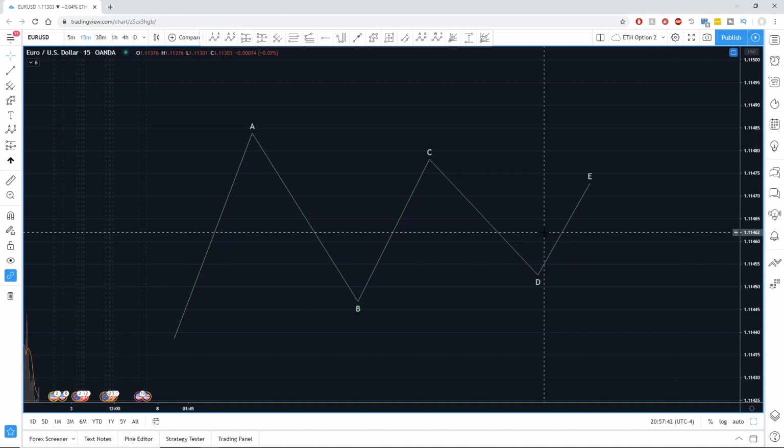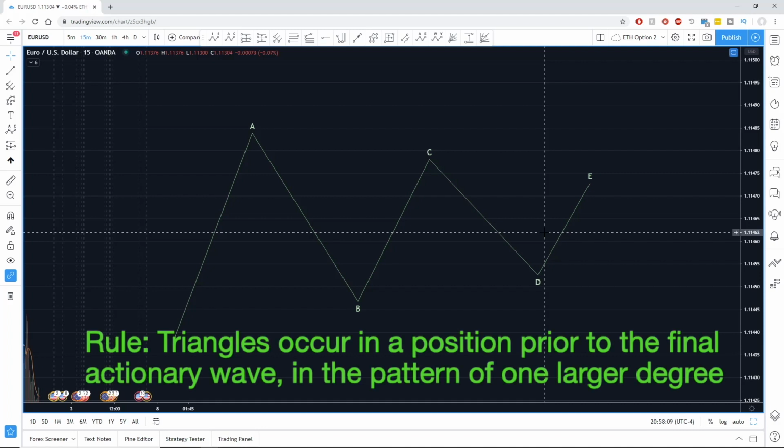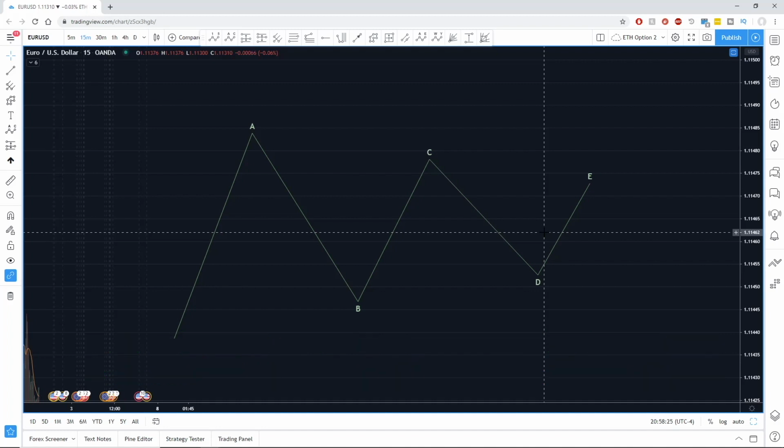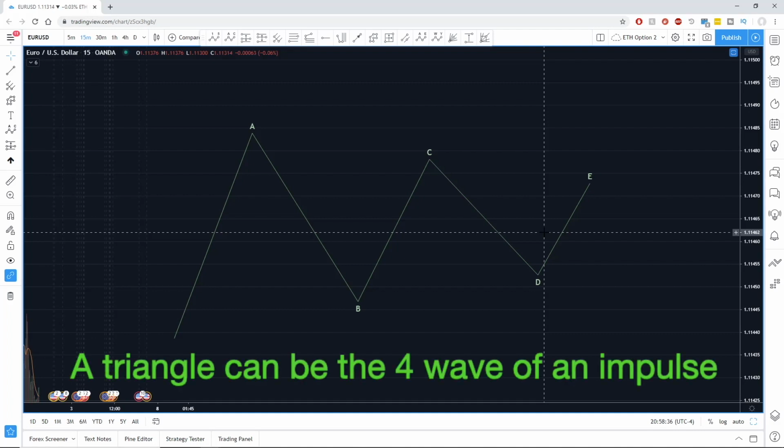Let's move into where you can actually find triangles. Triangles occur in a position prior to the final actionary wave in the pattern of 1 larger degree. I know that's a lot of words thrown at you, so let me give you a couple examples. In an impulse, we have a 5-wave move. The final actionary wave of an impulse is the 5th wave. So just prior to the 5th wave is our 4th wave, which means a triangle can make up the 4th wave of an impulse.